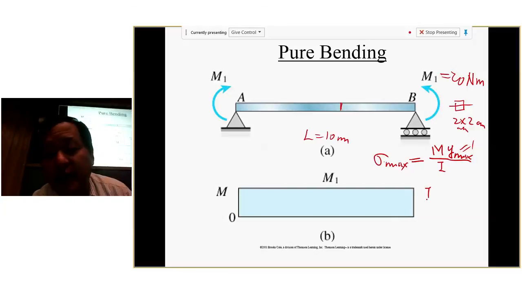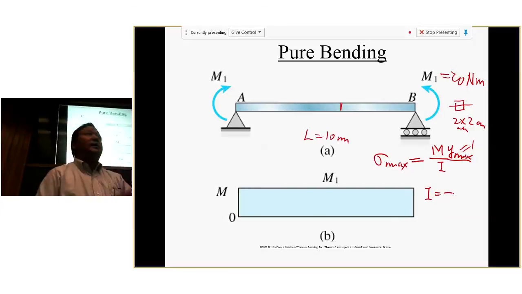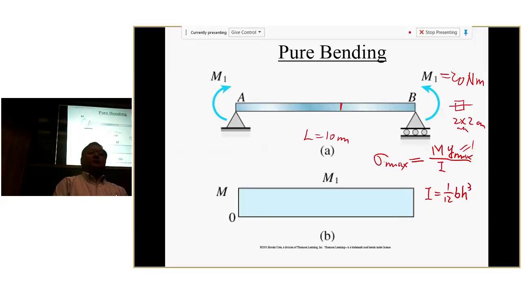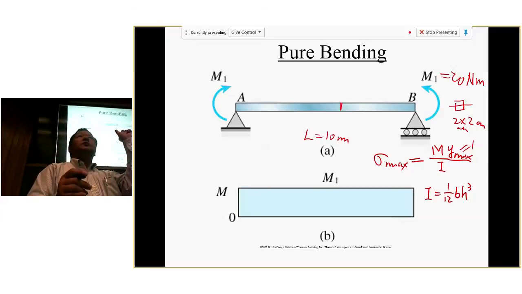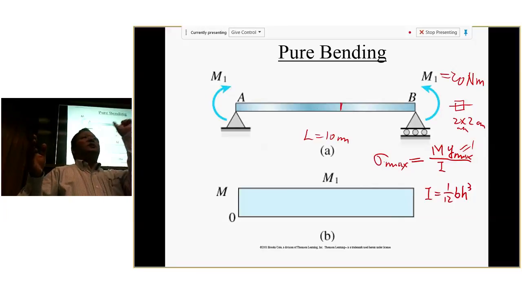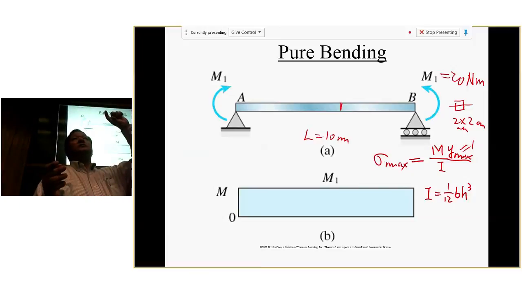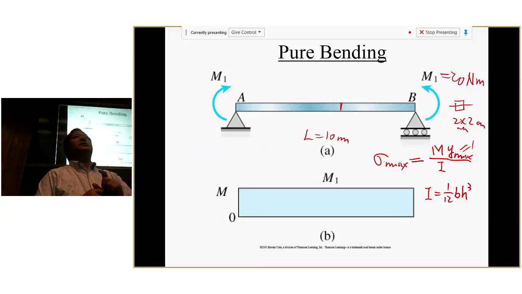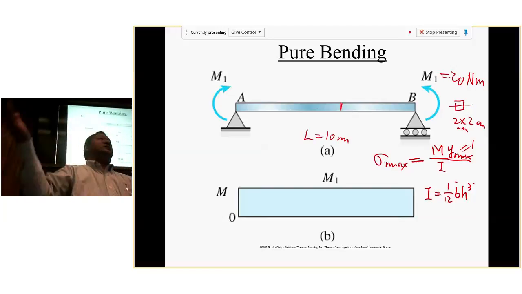How do you calculate I for a rectangular beam? Okay, I guess you haven't remembered the equation yet, right? So it's 1/12 B H cubed. What's B? B is the width. B is 10? No, 10 is the length. It's a cross-section property. So the B in this case is 2 centimeters. What's the H? 2 centimeters as well. We have a square, right? In general, the H and B can be different. So you plug all these values in, and then you calculate the maximum stress.